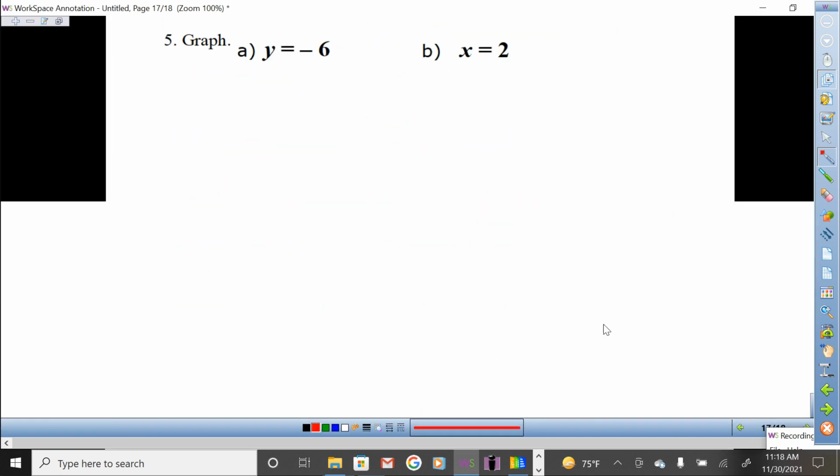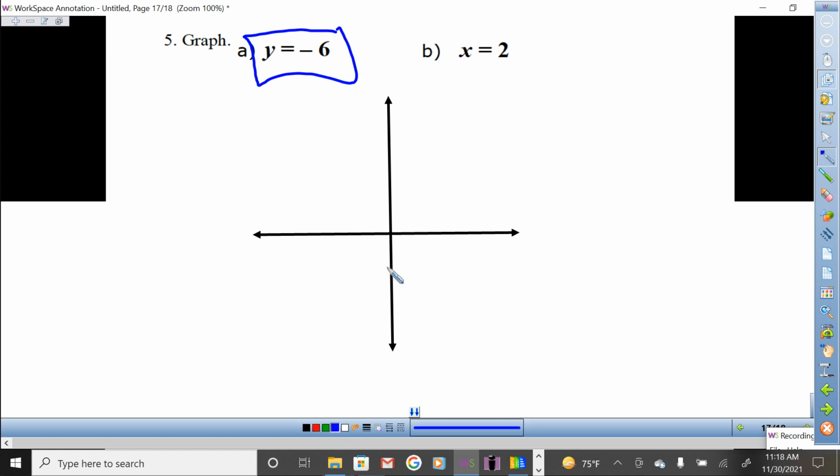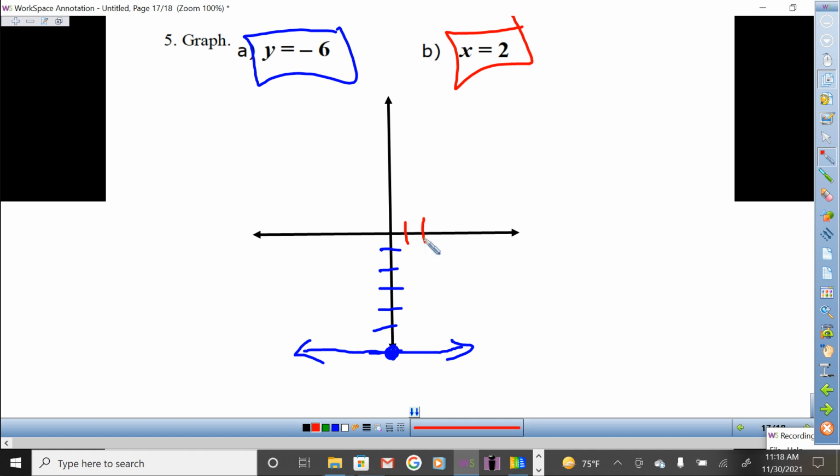It says graph. So let's get our coordinate plane set. There it is. Now I'm going to graph y equals negative 6. So that's 1, 2, 3, 4, 5, 6, which is down here, and a straight line going through that point. There you go. All right, and x equals 2. X equals 2, that means 1, 2, point, and a line going straight through that point. There it is.